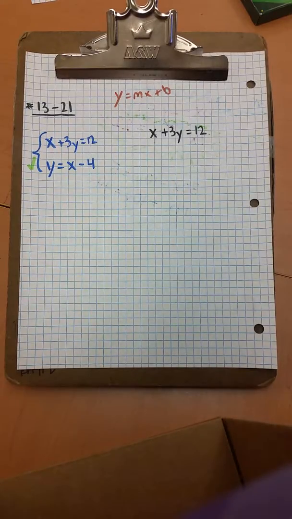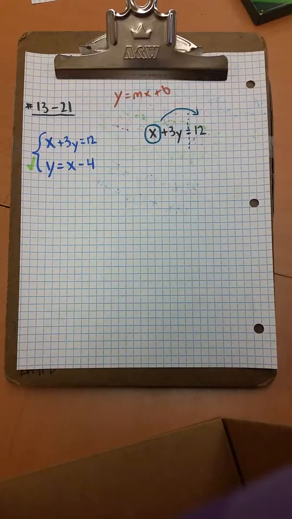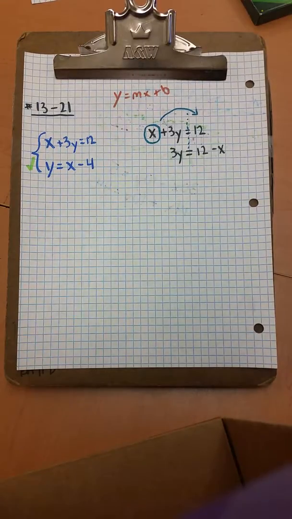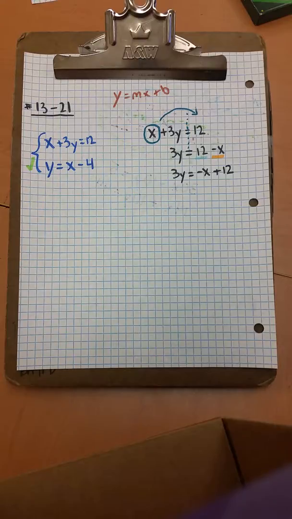The first thing we can do is get rid of our x term by throwing it to the other side. That will give us 3y equals 12 minus x, because when we switch sides, we switch signs. Next, let's switch these two terms around. The 12 was positive and it needs to stay positive. The x was negative and it needs to stay negative, but we can put them in a different order.